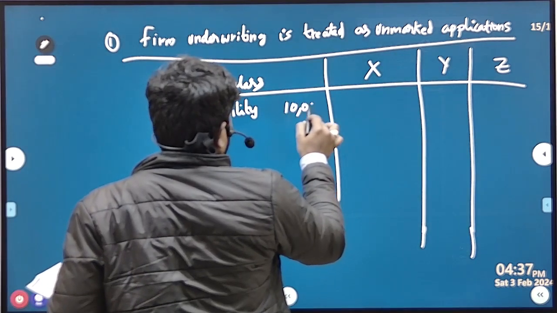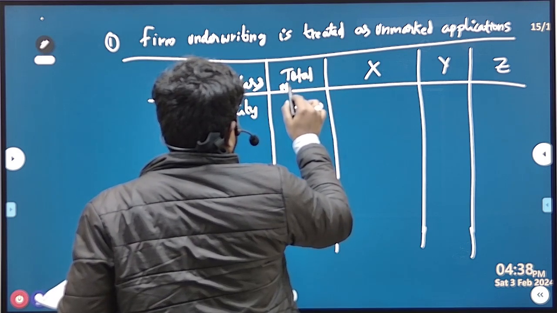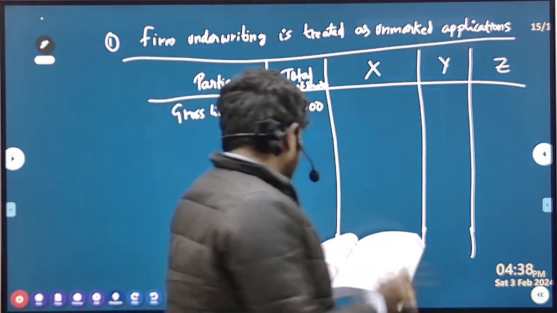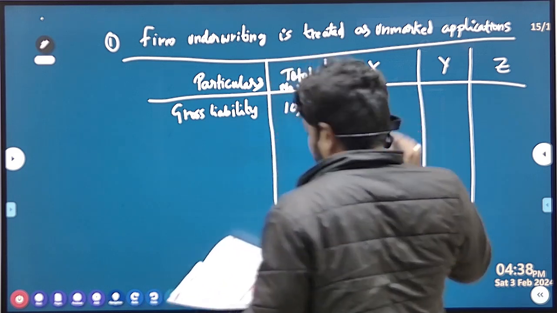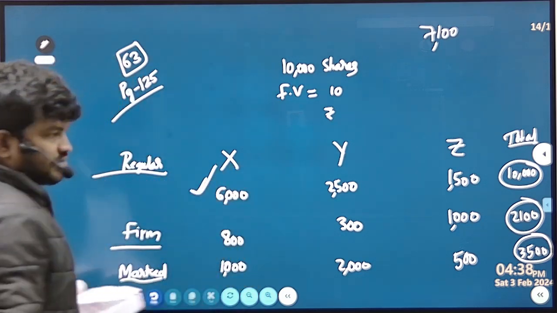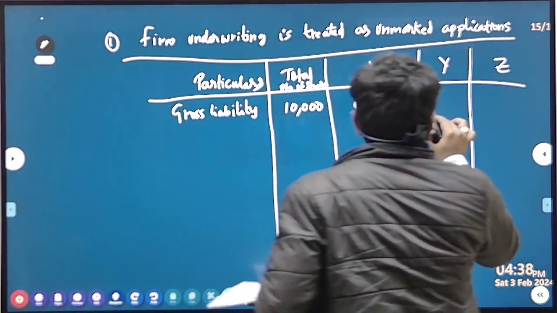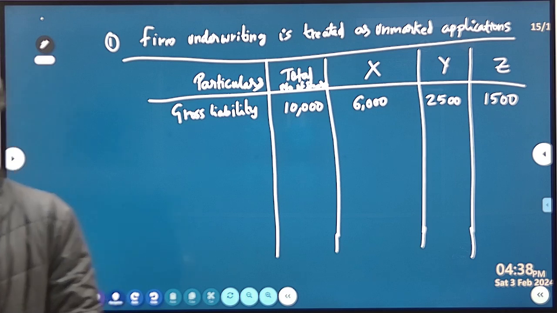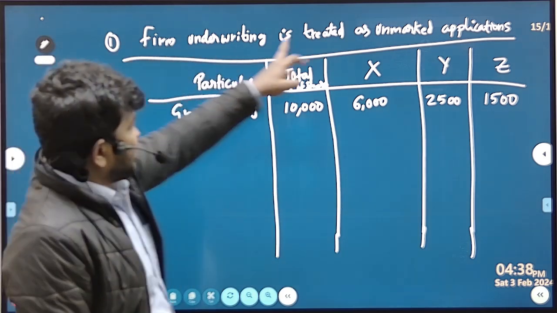$10,000 shares total है. Total number of shares 10,000 है. X का कितना दिया था? 6,000. Next, gross liability दिया था ना स्टार्टिंग में ही, देख लो. This is the gross liability. यस और नो? 6,000, 2,500, 1,500. Clear till now? Firm underwriting is treated as unmarked applications.